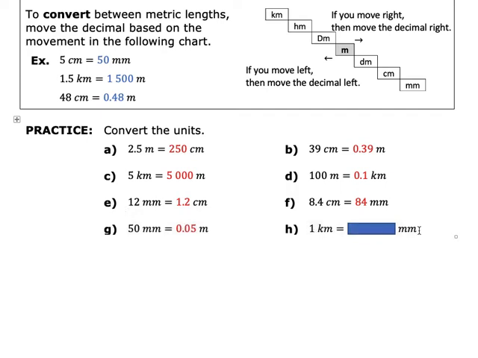And lastly, kilometers to millimeters. This is all the way from the top to the bottom. 1, 2, 3, 4, 5, 6. So if I were to move over 6 spaces, 1, 2, 3, and another 1, 2, 3, that would be a total of 6 zeros with a 1 in front. That's 1 million millimeters.